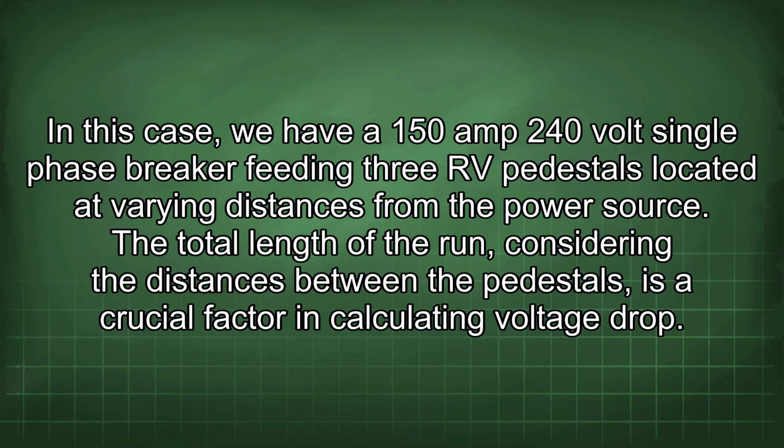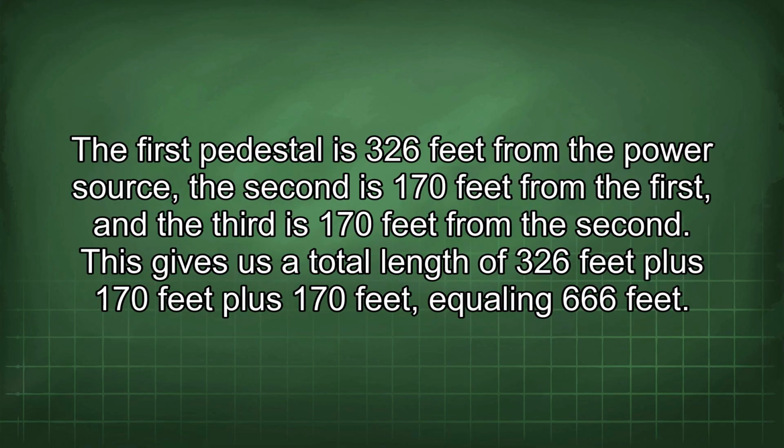in calculating voltage drop. The first pedestal is 326 feet from the power source, the second is 170 feet from the first, and the third is 170 feet from the second. This gives us a total length of 326 feet plus 170 feet plus 170 feet, equaling 666 feet.